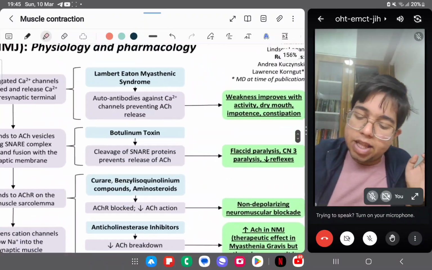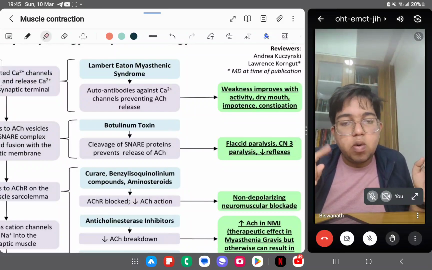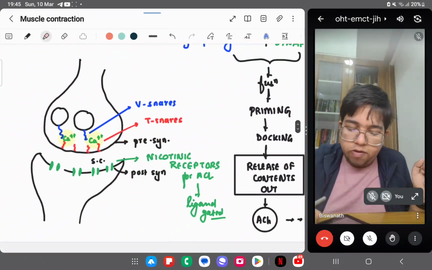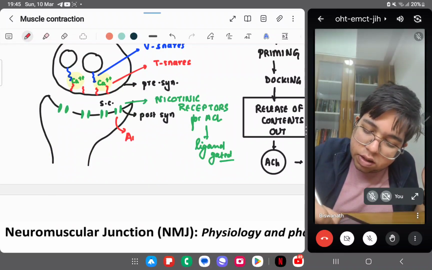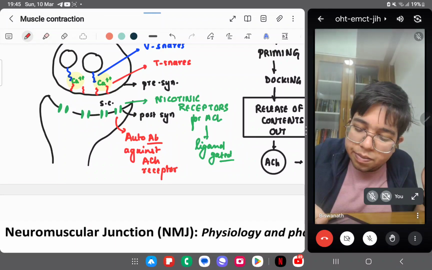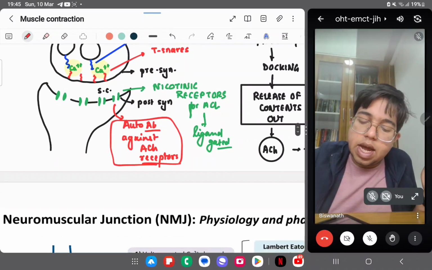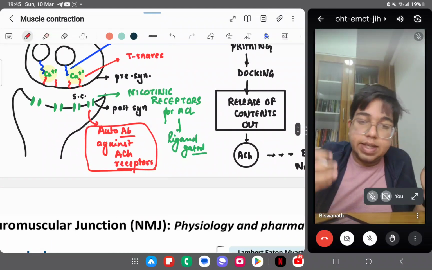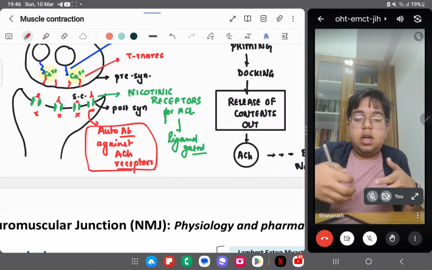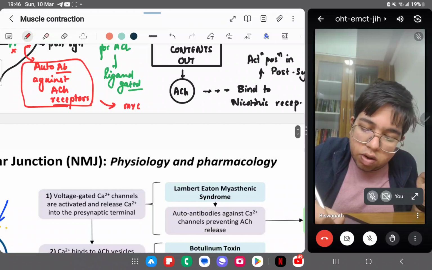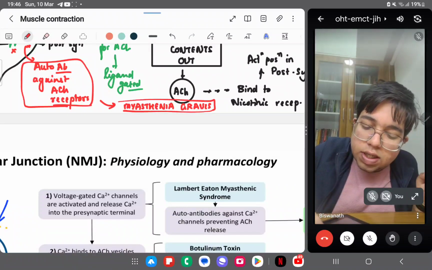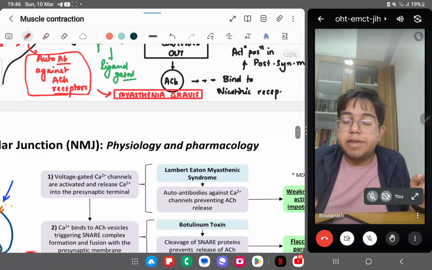We'll discuss some of the pathologies here. One pathology I told you was muscular dystrophy. Another pathology you know well: there are autoantibodies against ACH receptors. Autoantibodies are generated against the ACH receptors, and these autoantibodies prevent ACH from binding to the receptor by binding to them. They block them and prevent muscle contraction as a whole. This disease is called myasthenia gravis. You know this severe autoimmune degenerative disease of the muscle.